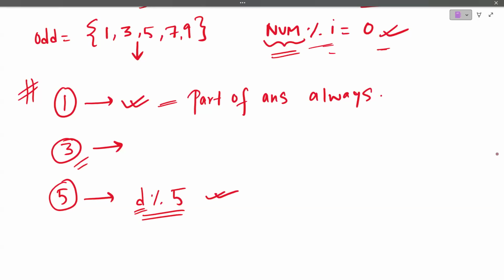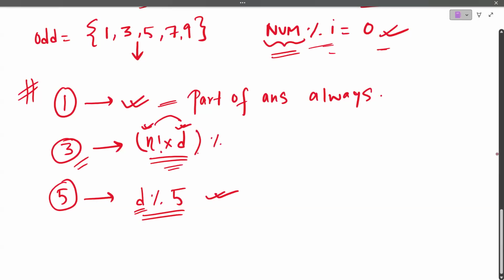Even for 3, having such a check is easy. You just need to check whether n factorial times d, that is basically the sum of the digits of this number, is divisible by 3. There are n factorial digits and every digit is d, so the sum of the digits is n factorial times d. But how will you check whether n factorial times d is divisible by 3 or not? Because n factorial is huge. You can't even compute this n factorial. That would lead to overflow issues.